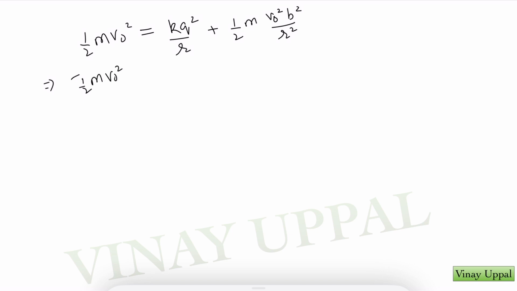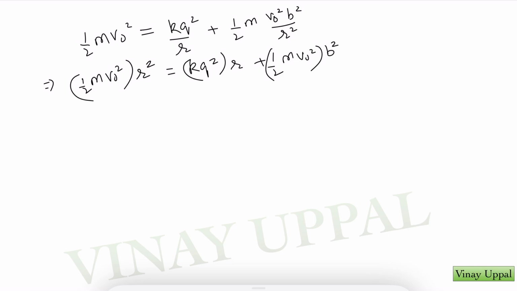So my equation was half m v naught square is equal to k q squared by r plus half m v naught square b square by r squared. This was my equation. So let me just multiply by r square everywhere. I want to convert it into a quadratic. So I'll have half m v naught squared r squared equal to k q squared times r plus half m v naught squared b squared. I've just multiplied the entire equation by r square. Let me just divide by half m v naught square also.